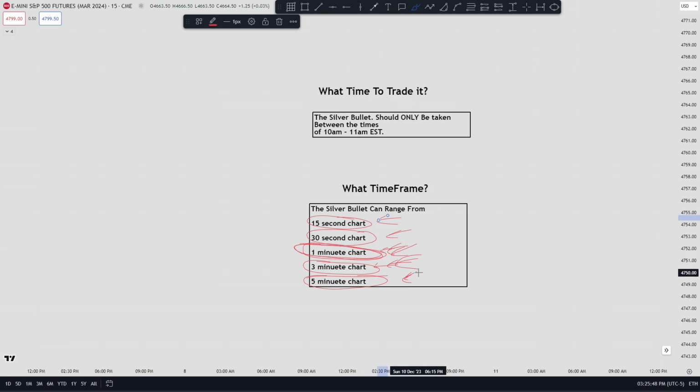So I urge you guys to start off from the 5 minute, then the 3 minute, then eventually the 1 minute. And as you guys become experts at the silver bullet and find super consistency through the silver bullet, that's when you guys can potentially look into the 30-second and 15-second charts. But most recommended for beginners, start off on the 5 minute and then work your way down.